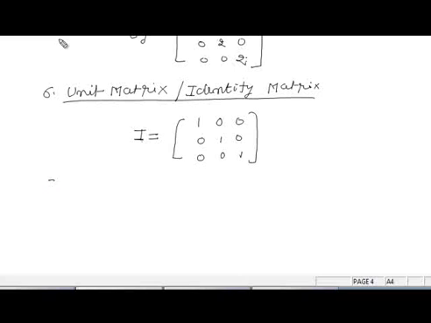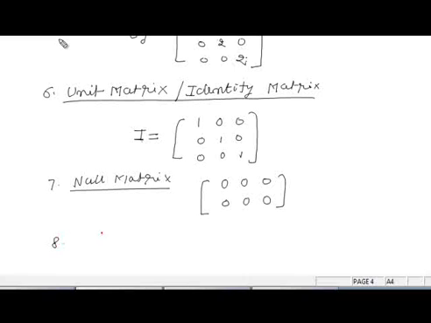The next type of matrix is the null matrix. And as the name itself says, null means all the elements are zero. So for a null matrix, the order can be anything, but the important thing is all the elements will be zero.